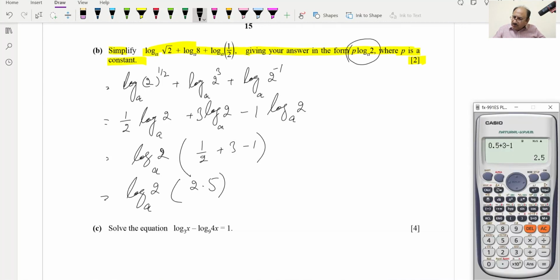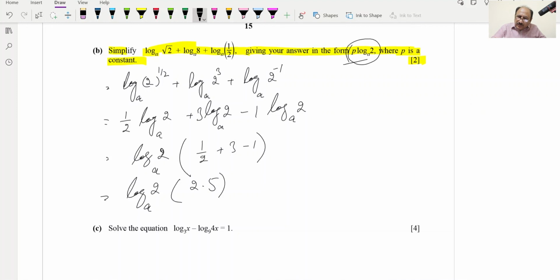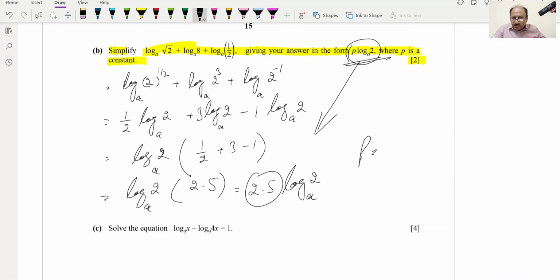Log of 2 is not 1, so we are comparing this equation with this one. We can see this is the p portion, or we can rewrite 2.5 first and then compare it easily, and this is our p value. P is equal to 2.5. Hopefully you understood. This was the 2 marks part.